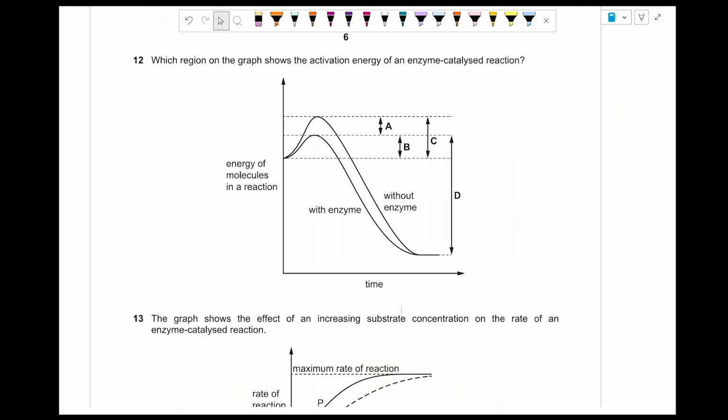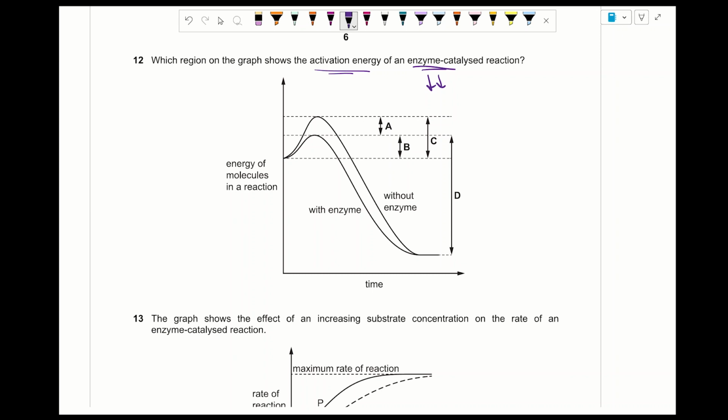Question number 12. Which region on the graph shows the activation energy of an enzyme catalyzed reaction? So, an activation energy definition would be the energy required to start a reaction. Now, as we all know, an enzyme actually lowers that activation energy, allowing reactions to happen at even lower temperature. Therefore, it makes sense that the activation energy of an enzyme catalyzed reaction would be lower than without an enzyme.